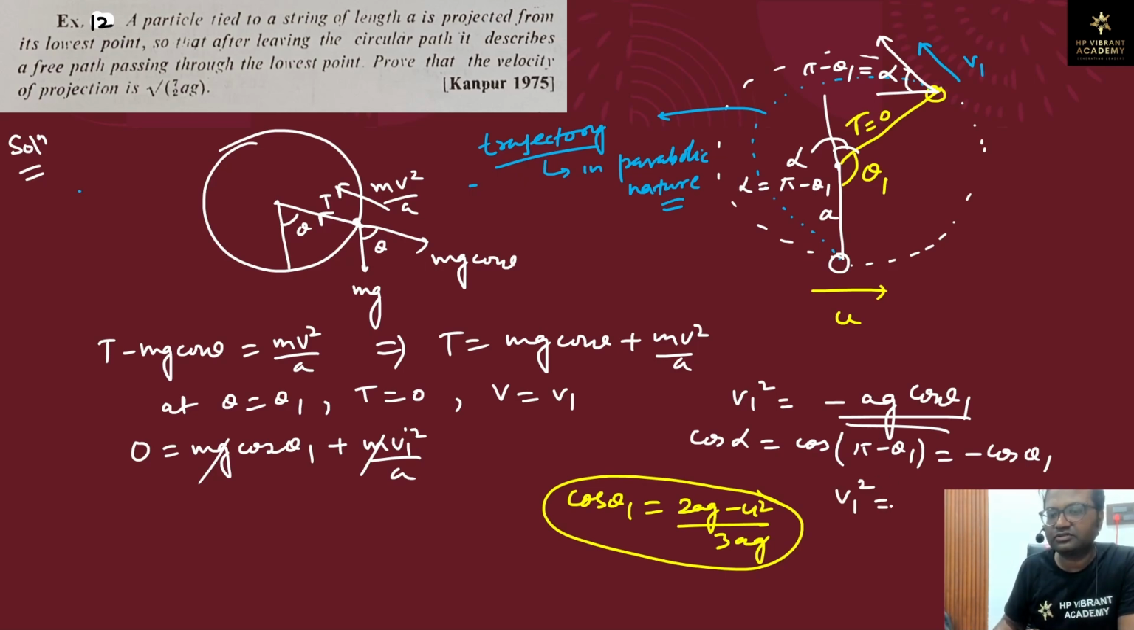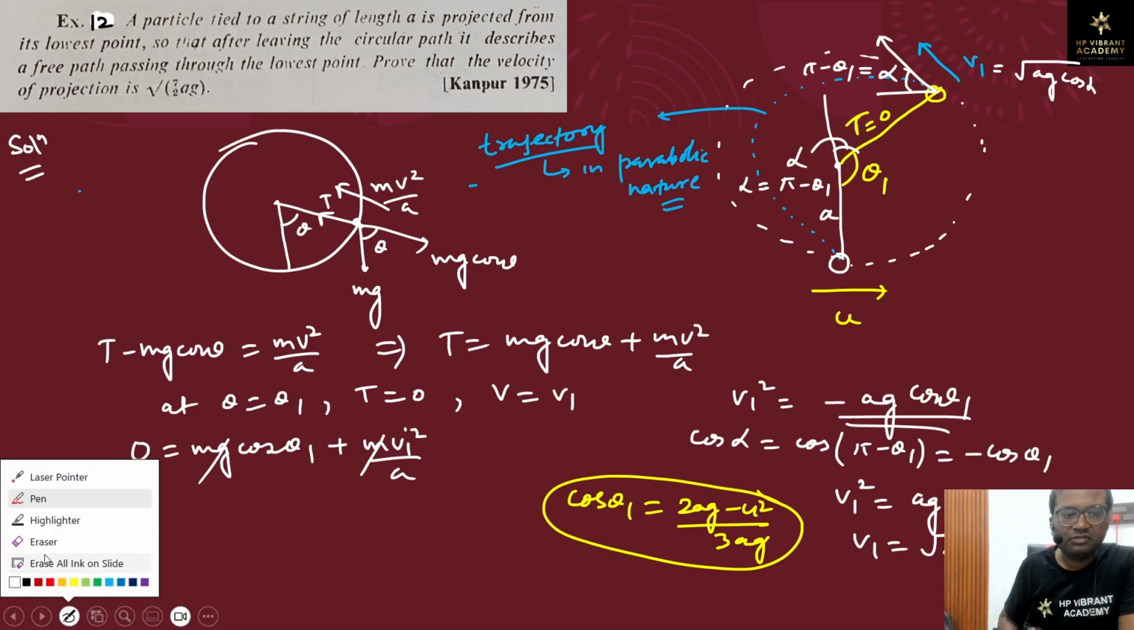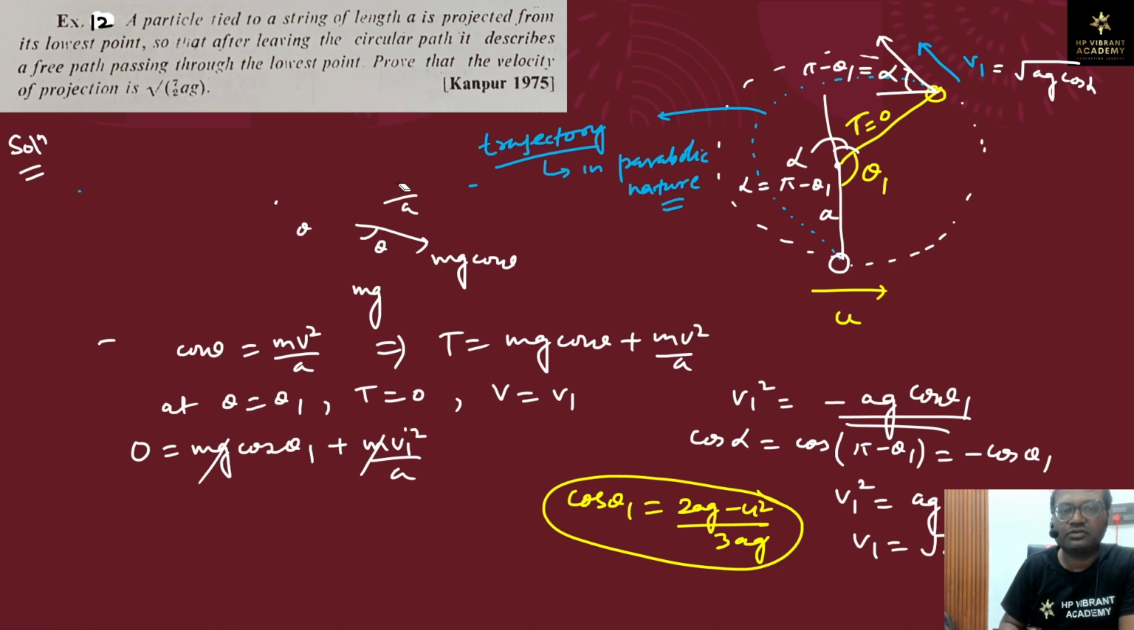V1 square is equal to Ag cos alpha. So we have V1 is equal to root under Ag cos alpha. Okay, and the angle of projection is pi minus theta 1. So let us write down the equation of trajectory.